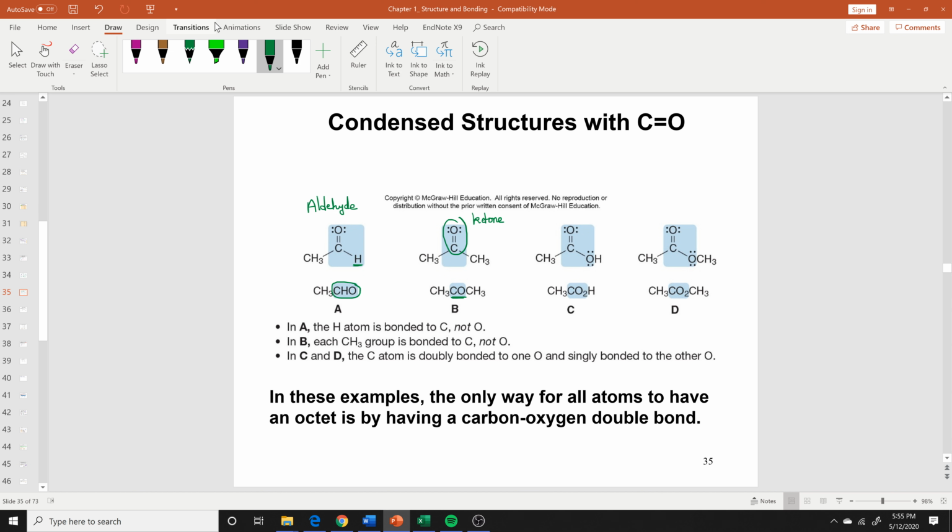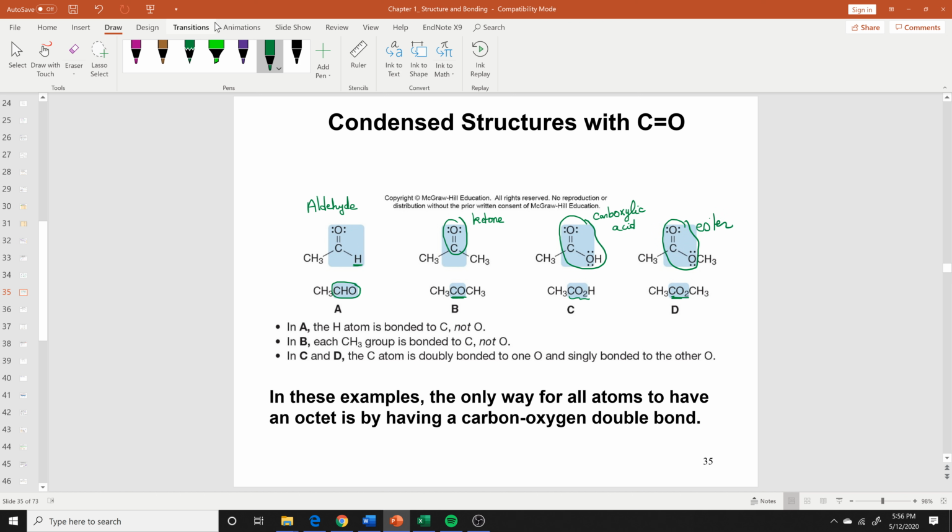So if you see a CO in your molecular formula, in the condensed state, then it is a carbon double bond O. Now, if you see CO2H, it means a carboxylic acid functional group. It's going to be a carboxylic acid functional group. This is the CO2H.